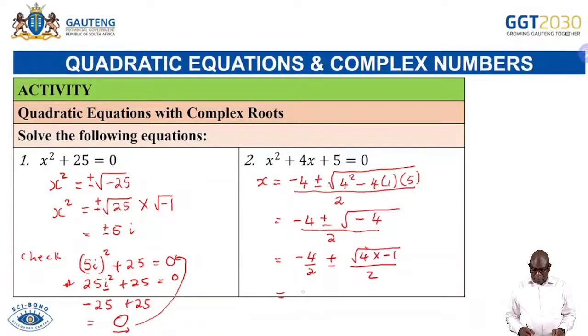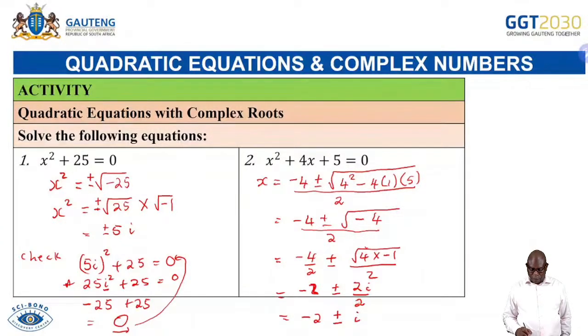So there will be negative 2 plus or minus 2i all over 2, because the minus 1 gives us an i. Remember, it's inside the square root, so I can split those two. So my answer there will be minus 2 plus or minus i.